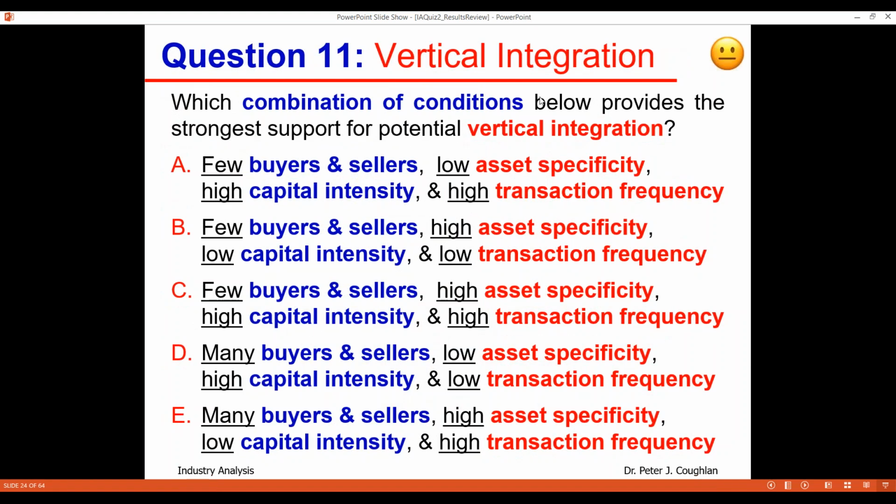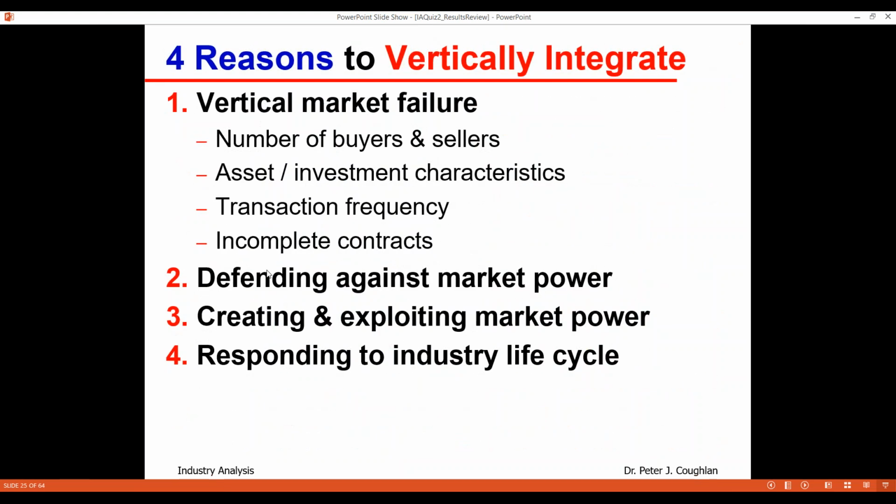So first of all, going back to these answers here, right? Which combination below provides the strongest support for potential vertical integration? Well, we just saw few buyers or sellers, right? So we can rule out answers D and E because those talk about many buyers and sellers. So we're going to look at the ones that have few buyers. So now we're down to A, B, and C because those are the ones that say few buyers and few sellers. Okay.